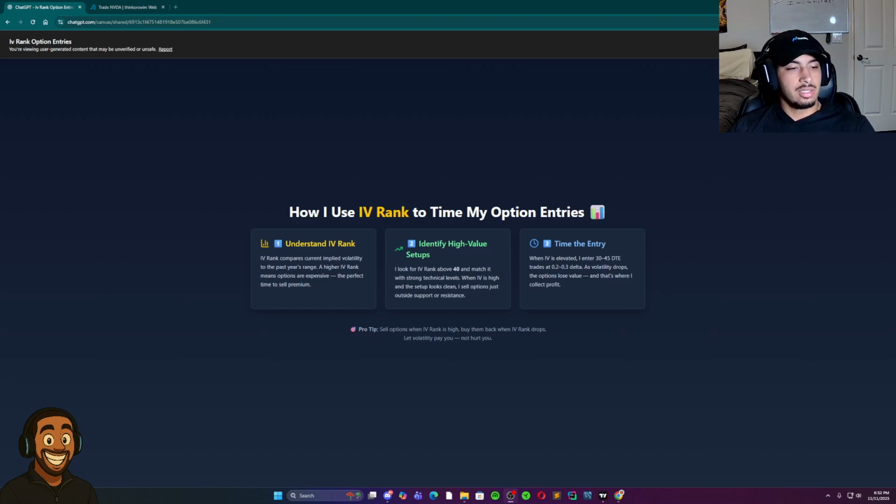My entry process. Here's my three-step process before I enter any trade. Step 1, I check IV rank. I only sell when it's above 40. Step 2, I choose a strike price that is 20 to 30 delta, good probability. Step 3, I confirm trend direction. I want IV and price action to align. And let's show some examples of that.